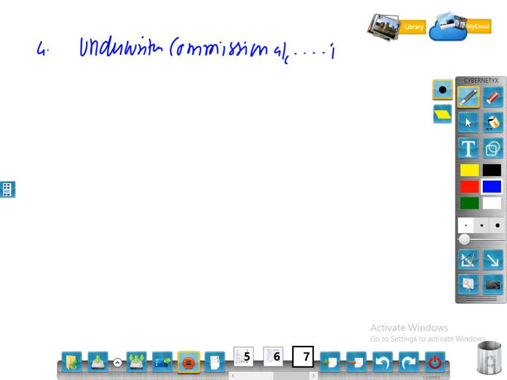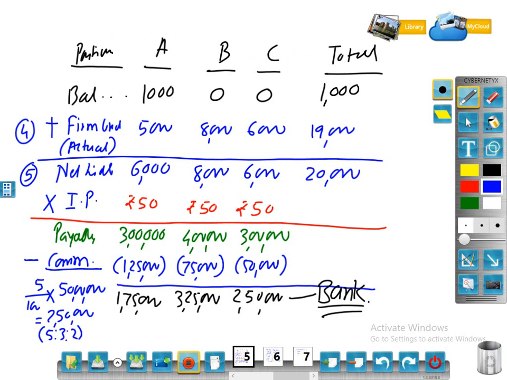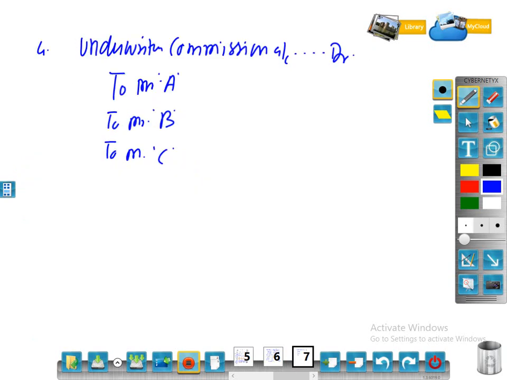account debit, to payable to whom? Payable to Mr. A, Mr. B and Mr. C. How much? The underwriter's commission that we have already calculated: 1 lakh 25,000, 75,000 and 50,000. So total 2 lakh 50,000.